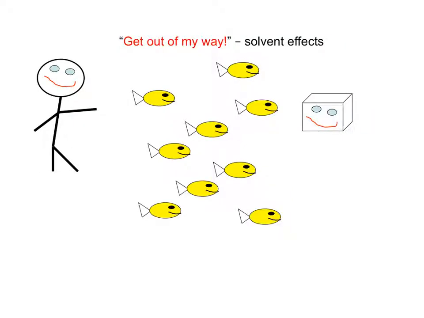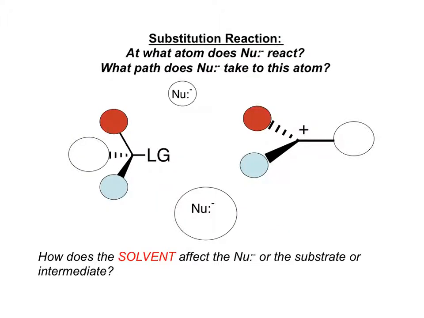The solvent is like your entourage, which can prevent your fans from getting to you. A substitution reaction occurs by an SN1 mechanism or SN2 mechanism. Let's see how the solvent affects the nucleophile or substrate or intermediate in each mechanism.